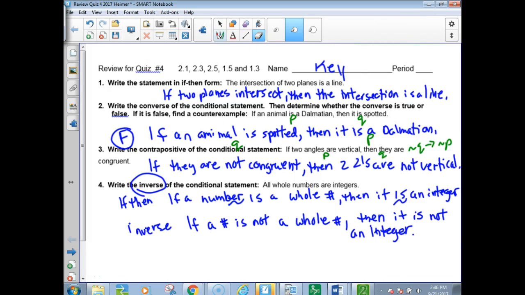Okay, today we're just going to go over the homework, which was to review for your quiz, and I'm letting you check it right now.